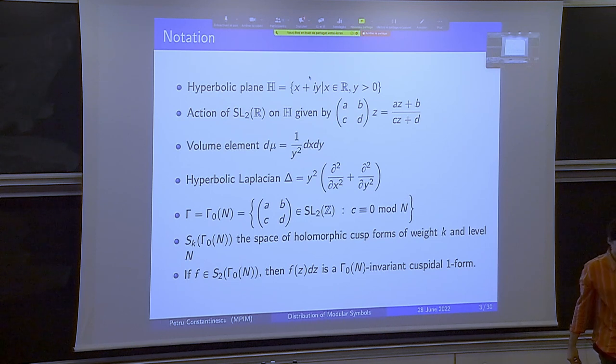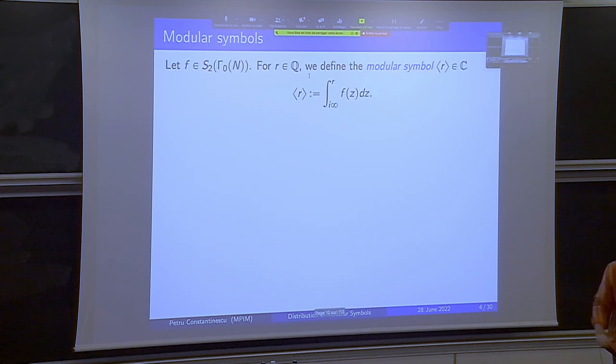Yes. Okay, good. So far I just introduced some notation I'm sure that all of you are very familiar with. Okay, now I'll define the modular symbol. So I will start with a cusp form of weight 2 for level N. And the modular symbol is just this, a complex number given by the value of the integral of the cusp form between the cusp at infinity and a rational cusp r.